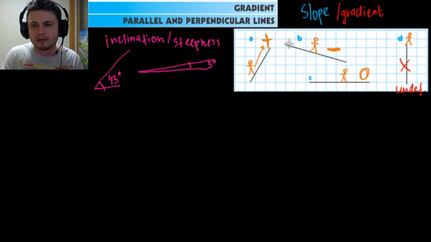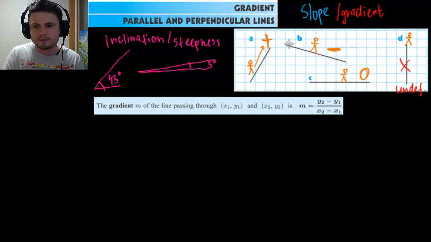Now, what are these and how do we find them? There's positive, negative, zero, and undefined. The way we find them is with this formula, and this is directly from your book. The gradient m, or the slope m, of the line passing through points x1, y1 and x2, y2 is defined as m equals y2 minus y1 divided by x2 minus x1.